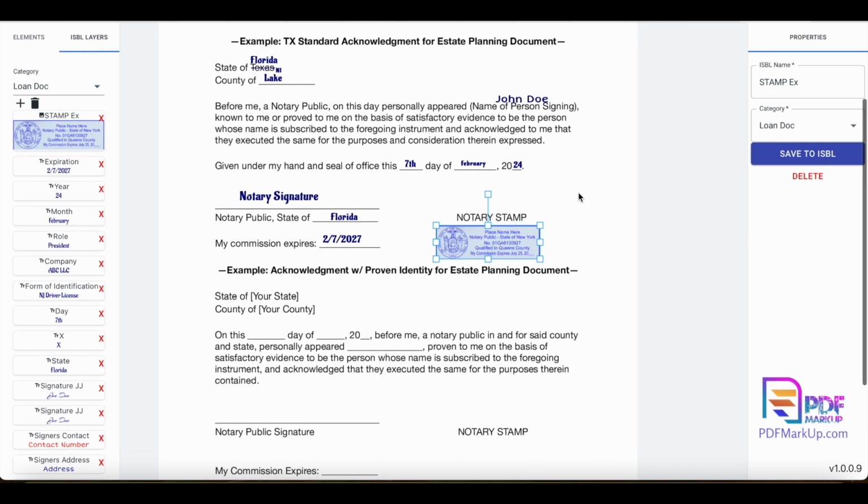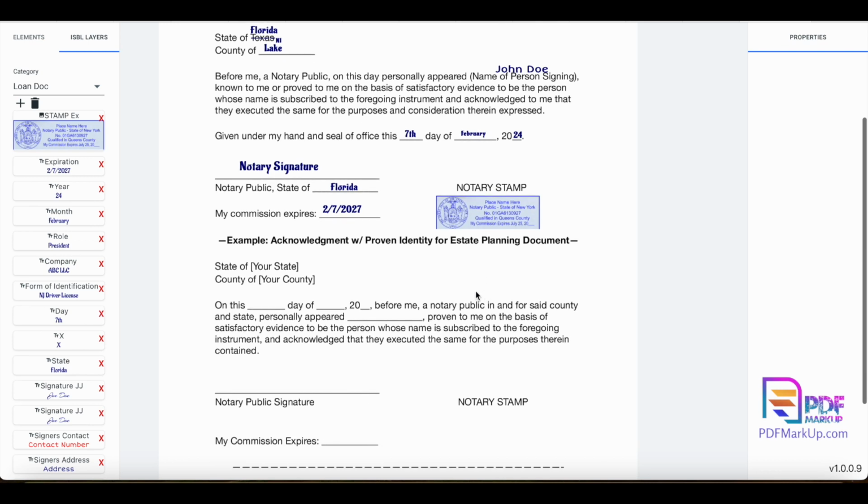So now this here is filled out correctly. We didn't miss anything here, okay? So we're going to go down to the next one. This one is an acknowledgement with proven identity for estate planning documents, okay?